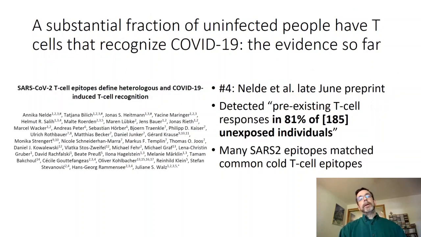Anyways, you can look at that more if you have the inclination. The other thing is that this is a really cool one because it has a lot of people involved in it. It has about 200 people on both sides of the study, 200 exposed individuals, 200 unexposed. And they found pre-existing T cell responses in 81% of the 185 unexposed individuals. That's a lot of data, and that's a lot of evidence that this is real and this is going on. That's a lot of people to have this.